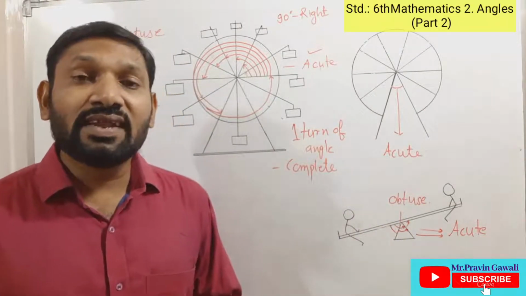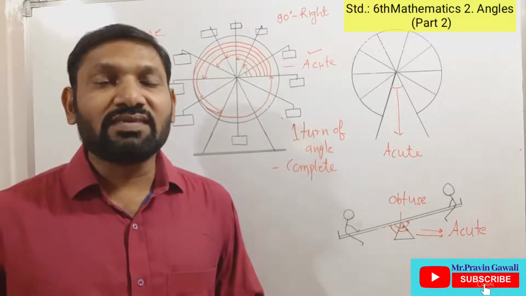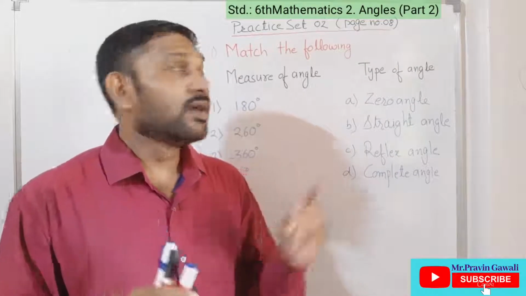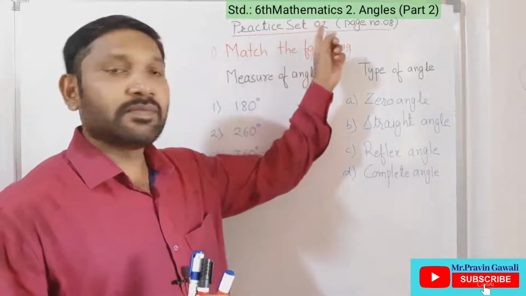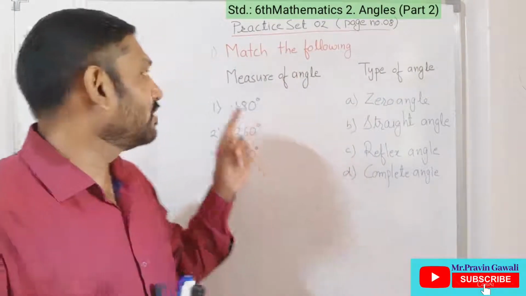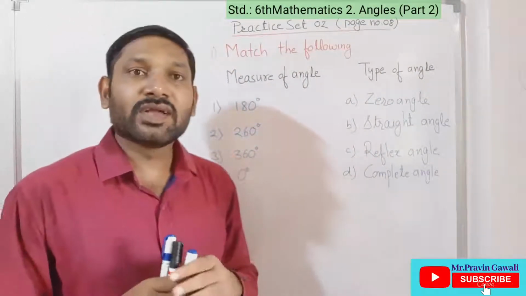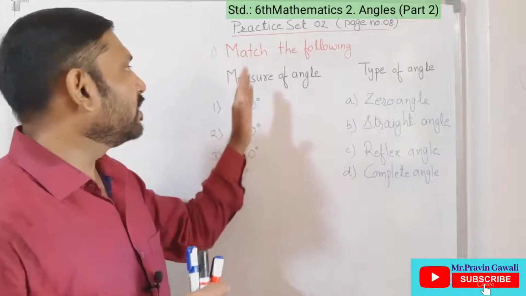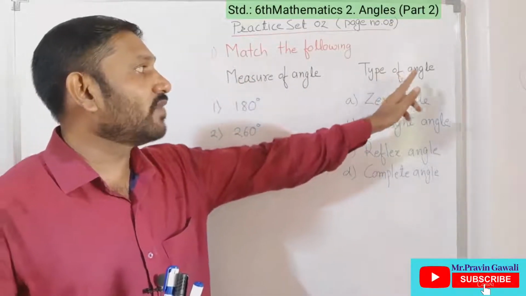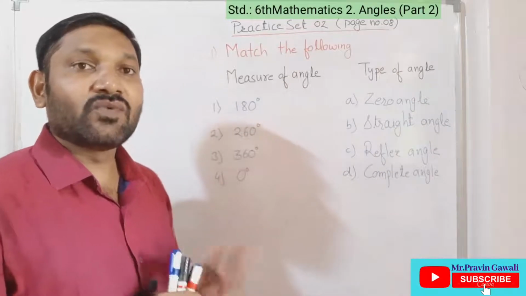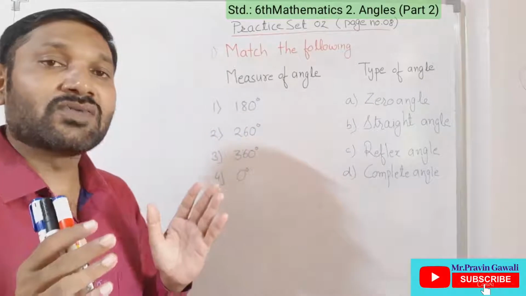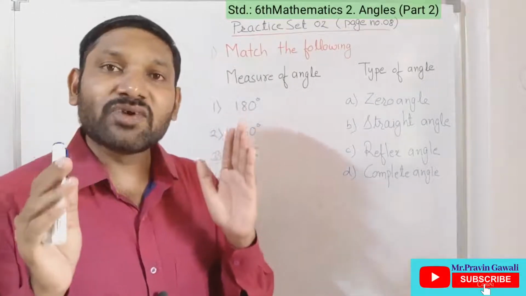Now we will study the further part of this chapter. Yes student, now what we are going to do? We are going to do the practice set number 2, which is given on page number 8. Here the first question is match the following. Two columns are given. In one column measure of angle is given, and in the second column types of angle is given. So we have to match the pairs. You will do it better because we have already learned all the types of angles.